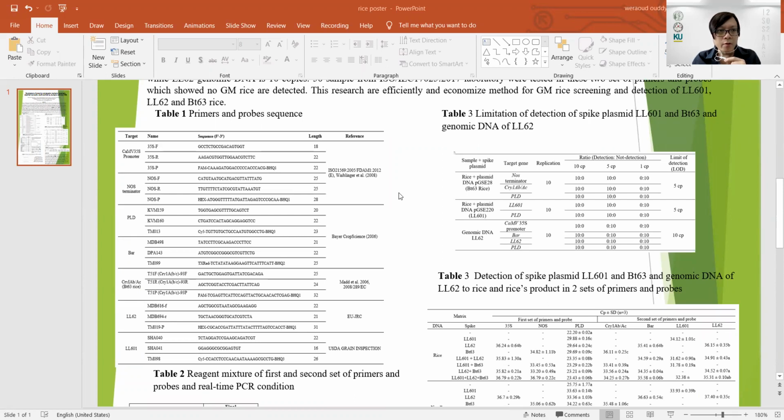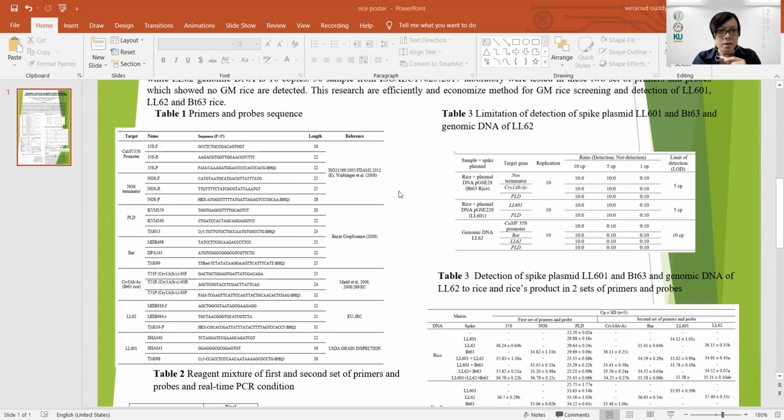The first gene is the 35S promoter, labeled by FAM. The second gene, the nos terminator, is labeled by HEX. And the last one is the PLD gene, the rice endogenous specific gene, labeled by Cy5.